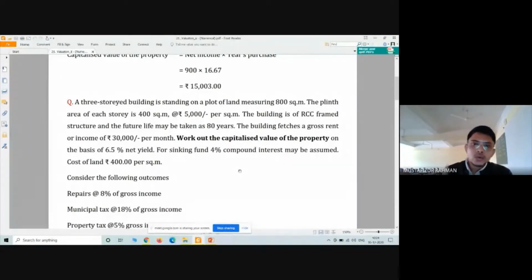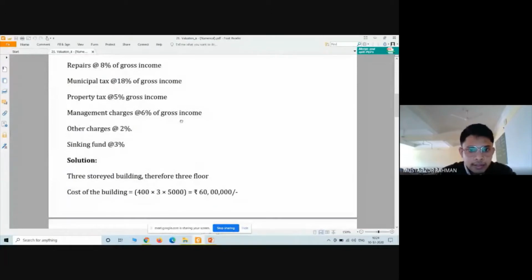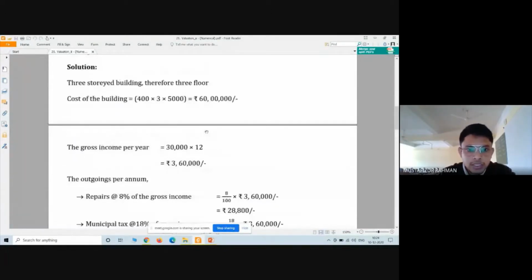So that is our capitalized value of the property. Let's say all this data is given, so we don't have to worry about it. Let's calculate the net income. The gross income that is given is rupees 30,000 per month, so per year we multiply by 12. This is our gross income per year.